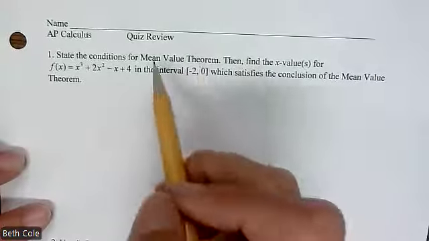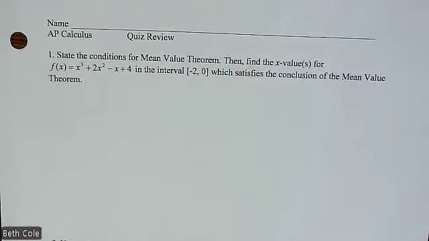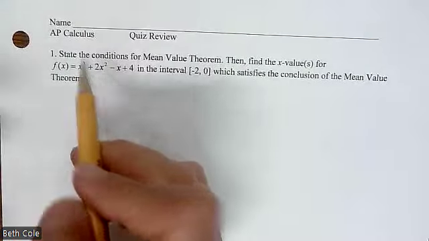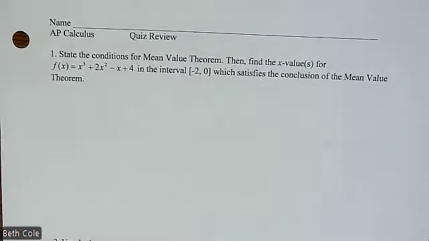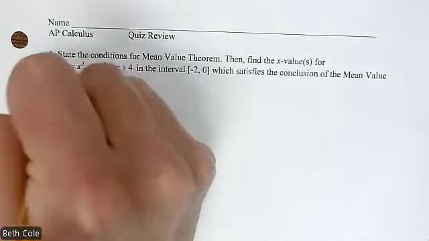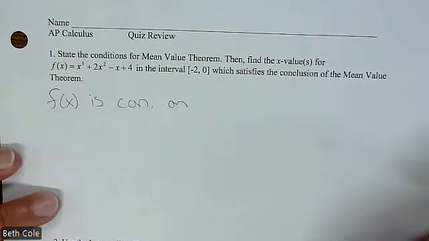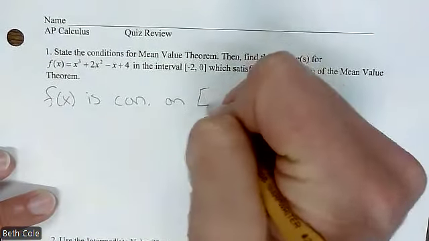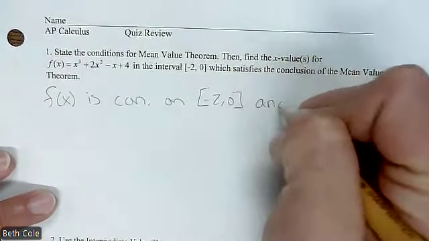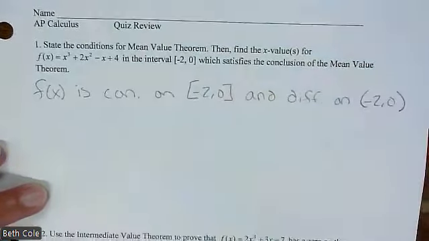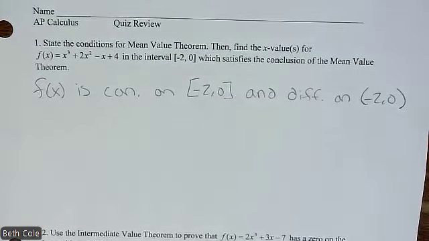What are your conditions for mean value theorem? There are two of them. Continuous and differentiable. Since this is a polynomial, it's a cubic graph, it's going to just wiggle. There won't be any sharp edges. There aren't any asymptotes. There aren't any holes or gaps or anything. So we're going to say f of x is continuous on, what's our interval? Yeah, -2 to 0, and differentiable on the open interval. So that's how you would say that.